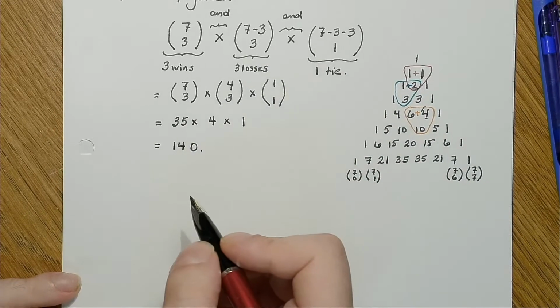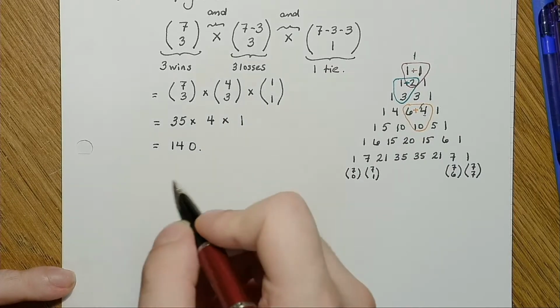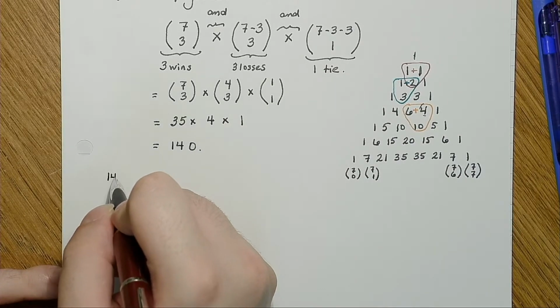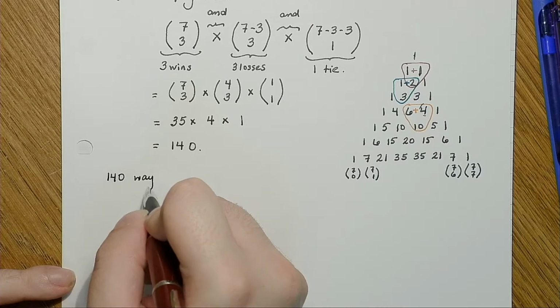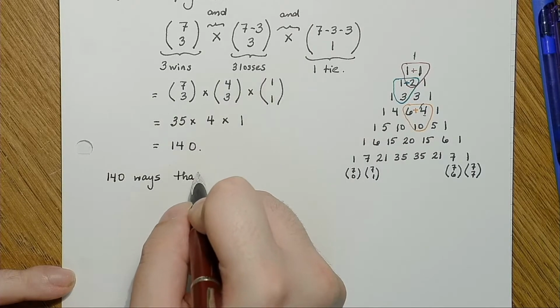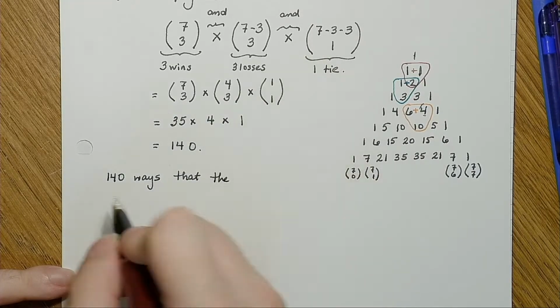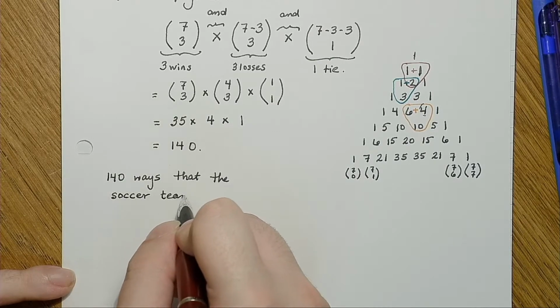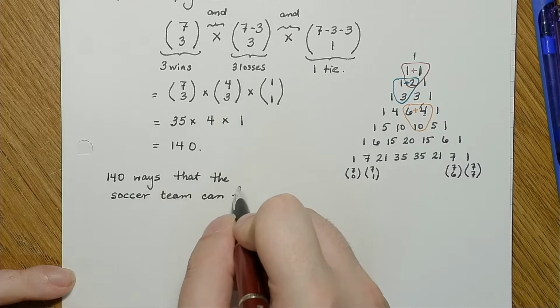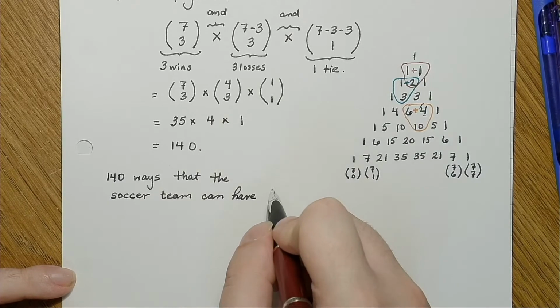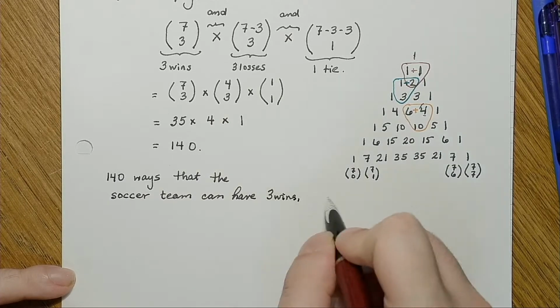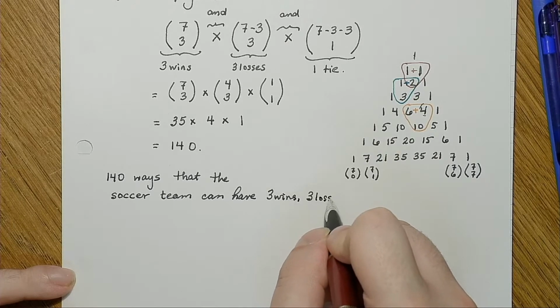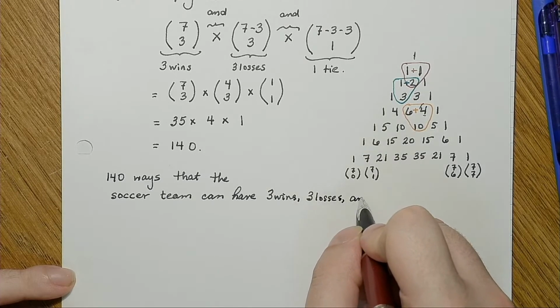Okay. So there's 140 ways that the soccer team can have 3 wins, 3 losses, and a tie.